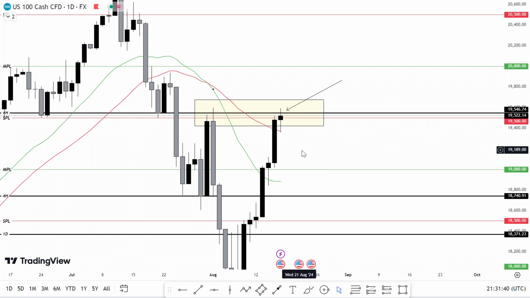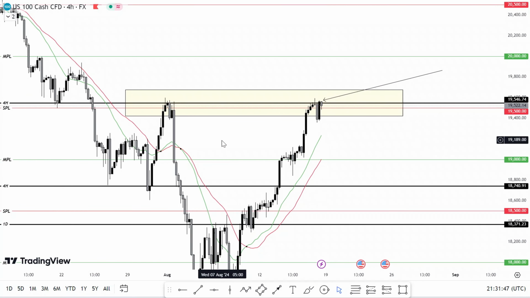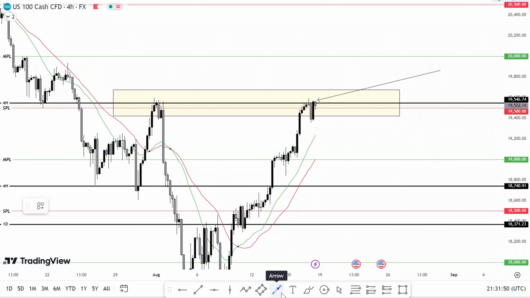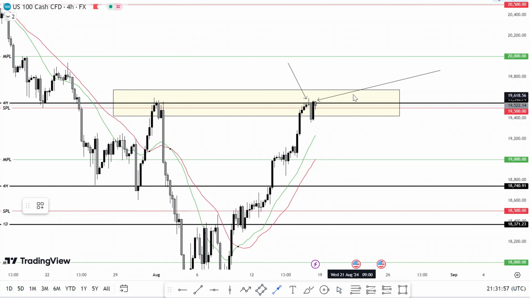Now I'm going to go down to the 4-hour time frame. On the 4-hour time frame, you will observe that as soon as price gets to this level, it created this weak rejection followed by a bearish engulfing candlestick. Now this bearish engulfing candlestick means that sellers tried to push the market at that level, but buyers came and just pushed the market back up.